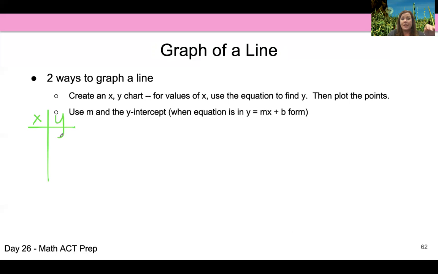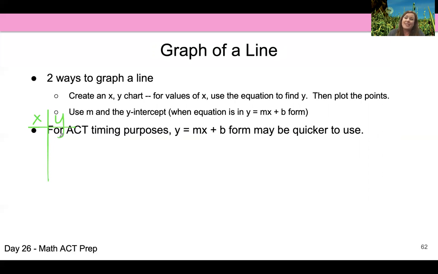Another way to graph it is to put the equation in y equals mx plus b form. Then you have the y-intercept and you have the slope. And so you can count over from that point and get a second one. For ACT timing purposes, y equals mx plus b might be quicker to use. Again, if you're better with the XY chart, use the XY chart. If you're better with y equals, use y equals. Whichever way is faster and comes to your mind first.